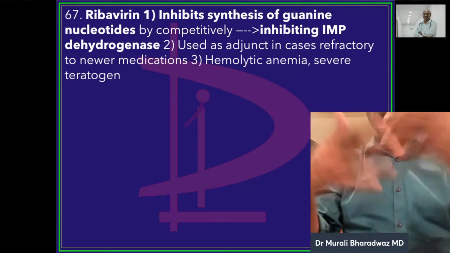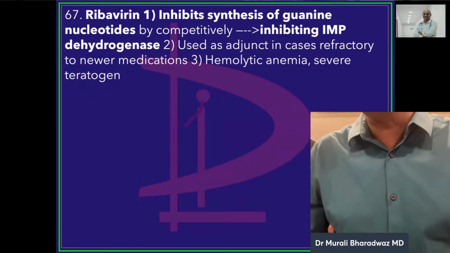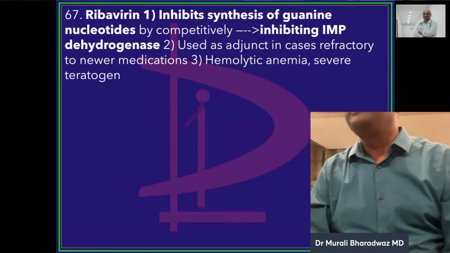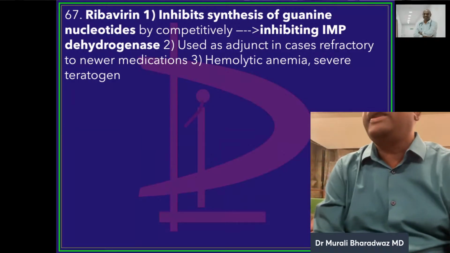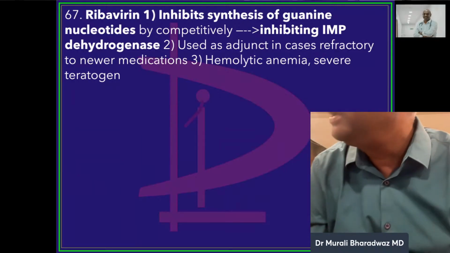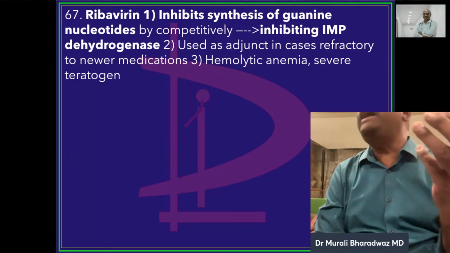Then comes ribavirin. Ribavirin inhibits the synthesis of guanine nucleotides by competitively inhibiting the inosine monophosphate dehydrogenase.